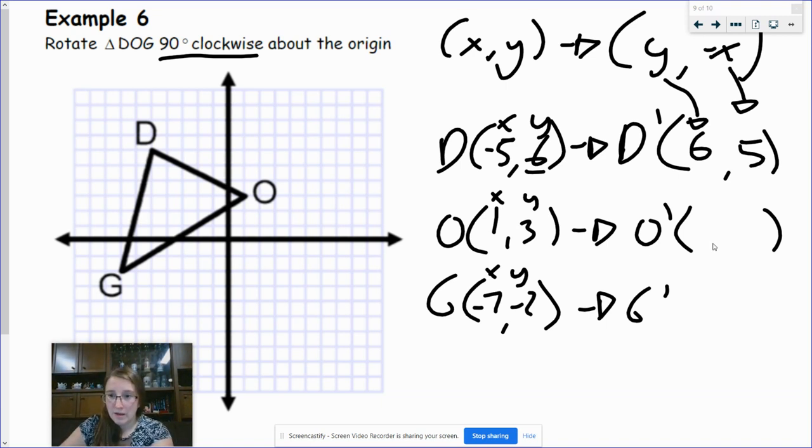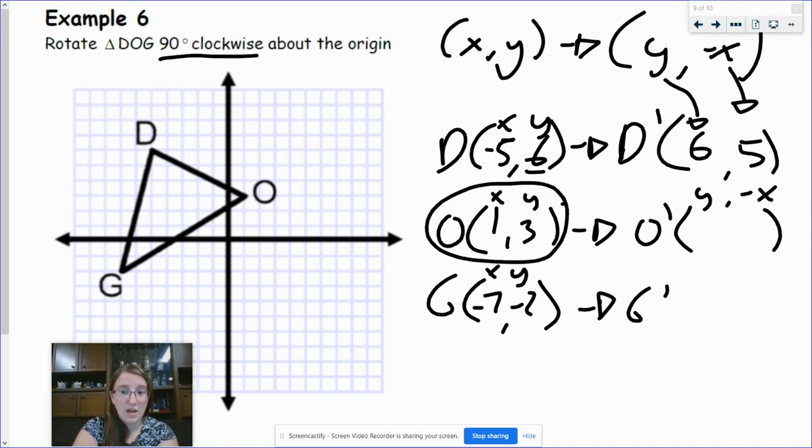So again, I have y, -x as my new point. What is the y from this point? 3. That's going to go first now. I am changing my old points to be a new point in this way. Now I need to have a -x. What was my x from this point? 1, and it needs to be negative, so now it is -1. There's my answer. I want you to try the last one on your own.